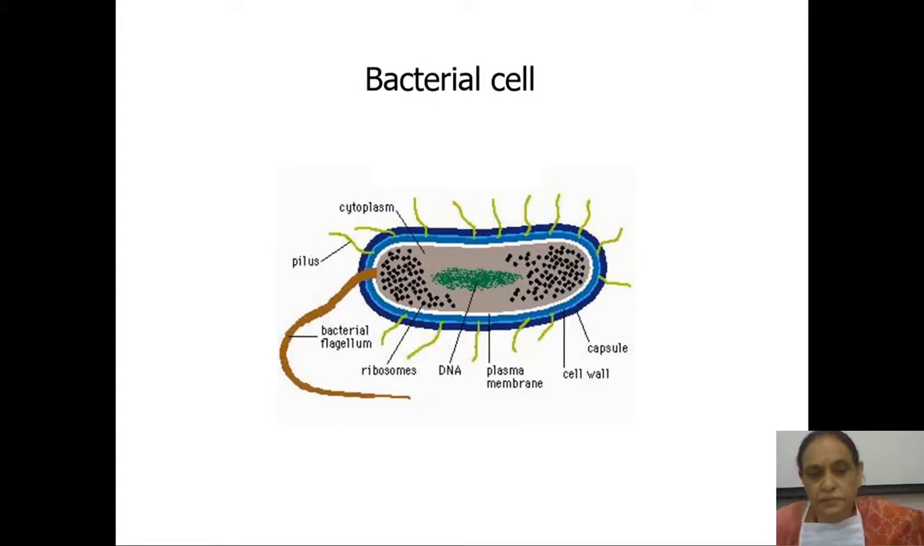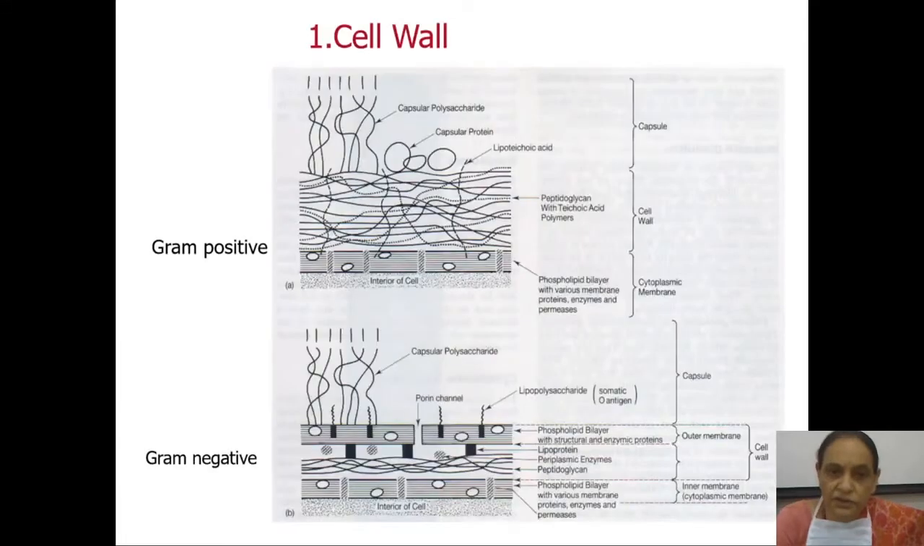So this is just a picture from the book. You are familiar with the cell. The only thing I want to tell here is that there is a flagella, you see, and these thin green structures are the pilus or the fimbriae. The rest you all know. There is DNA, there are ribosomes, cytoplasm, there is a cell wall, there is a capsule, cytoplasmic membrane. So let's go to them one by one.